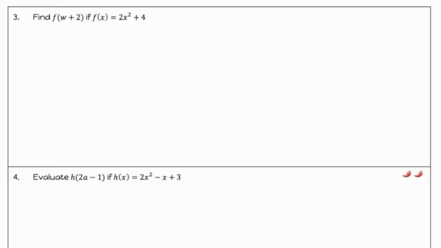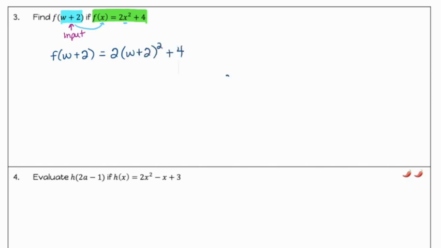For number 3, we are asked to find f of w plus 2. They gave me f of x is equal to 2x squared plus 4. So what are we doing? This w plus 2 is our new input. We no longer want this x, so I'm going to be replacing the original x, which in simple terms means look at all these x's and change them to the new input. I'm going to rewrite. I'm going to substitute my new input into the x.